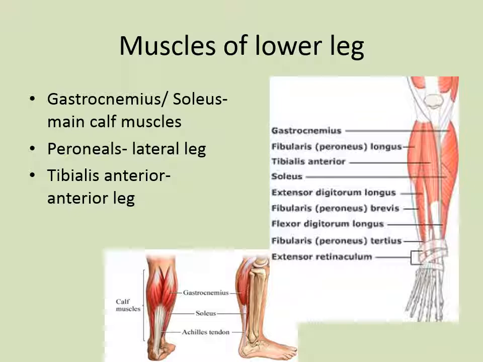The soleus runs a similar pathway as the gastrocnemius, but it's a big flat muscle. It's more for muscular endurance than explosive movements, and it only points the toe. It does not cross the knee joint to flex the knee. Those are both on the back of the leg. The peroneals, sometimes known as the fibularis muscles, are on the lateral side of the leg, or the outer part of the lower leg. The tibialis anterior is on the anterior portion of the lower leg.